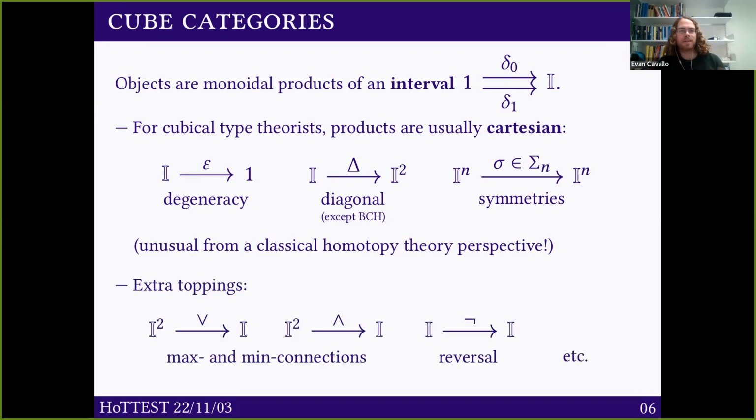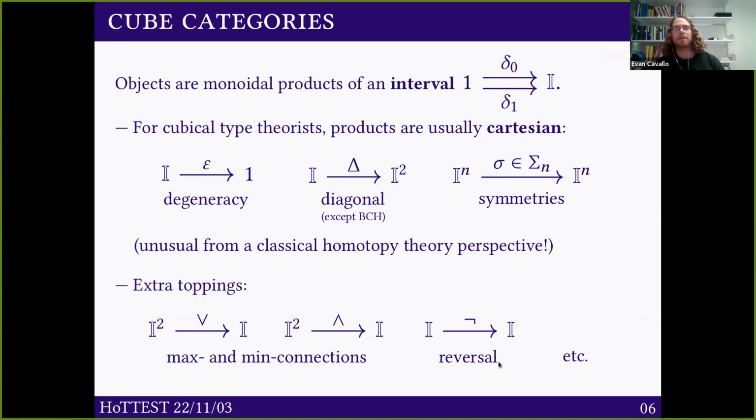Now, on top of these basic things, you could have some extra toppings. Some that will play a role today are these connections. I think it's easiest to think of these as binary operations on the interval, as opposed to something to do with squares. If you have 2 points on the interval, you could take the larger one or the smaller one and think of that as max and min operations.